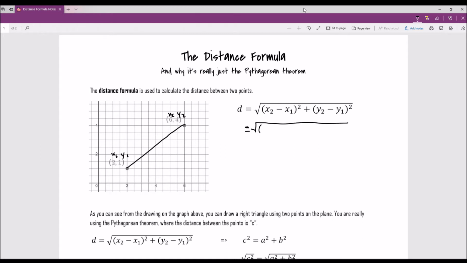So I've got x2, which is 6, minus x1, which is 2, plus, and then y2 is 4 minus y1, which is 1. Square that.